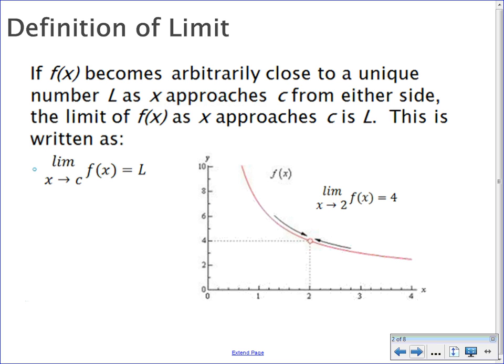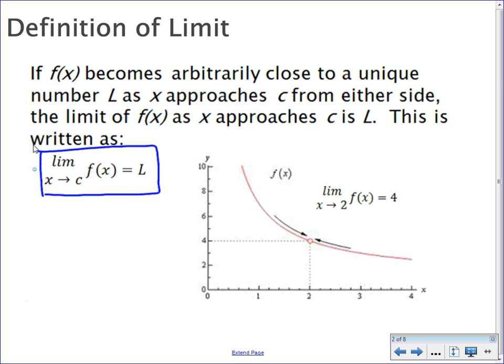First of all, here's our notation. The limit as x approaches C of f of x equals some value L. A majority of the time, we will have a value for our limit. C is the x value that we are approaching from either side. We're going to look at it from both sides, and the limit is the function value we're approaching.